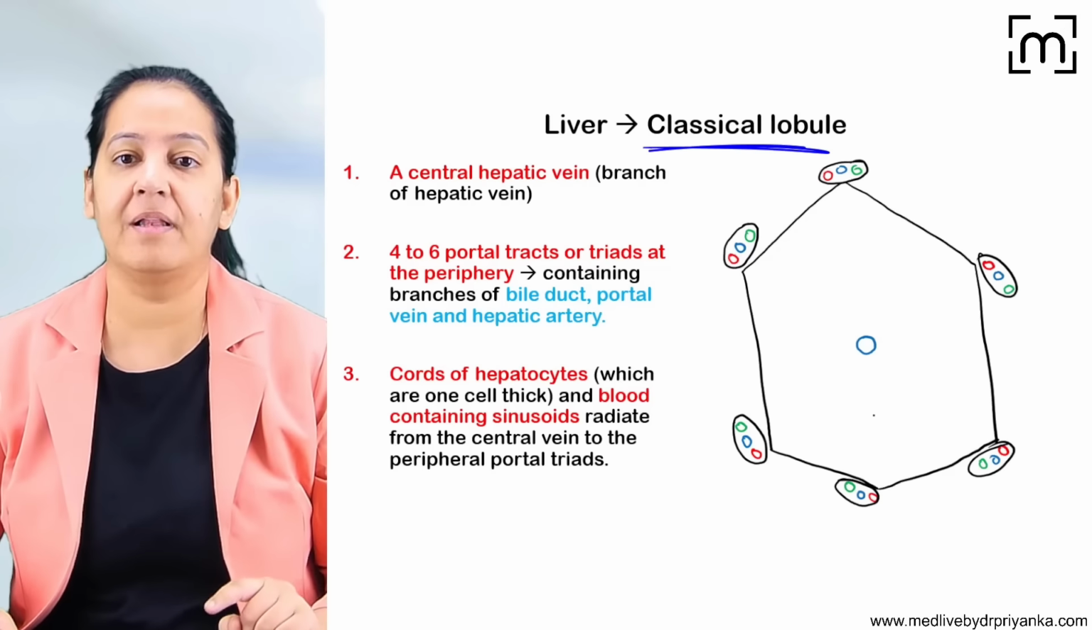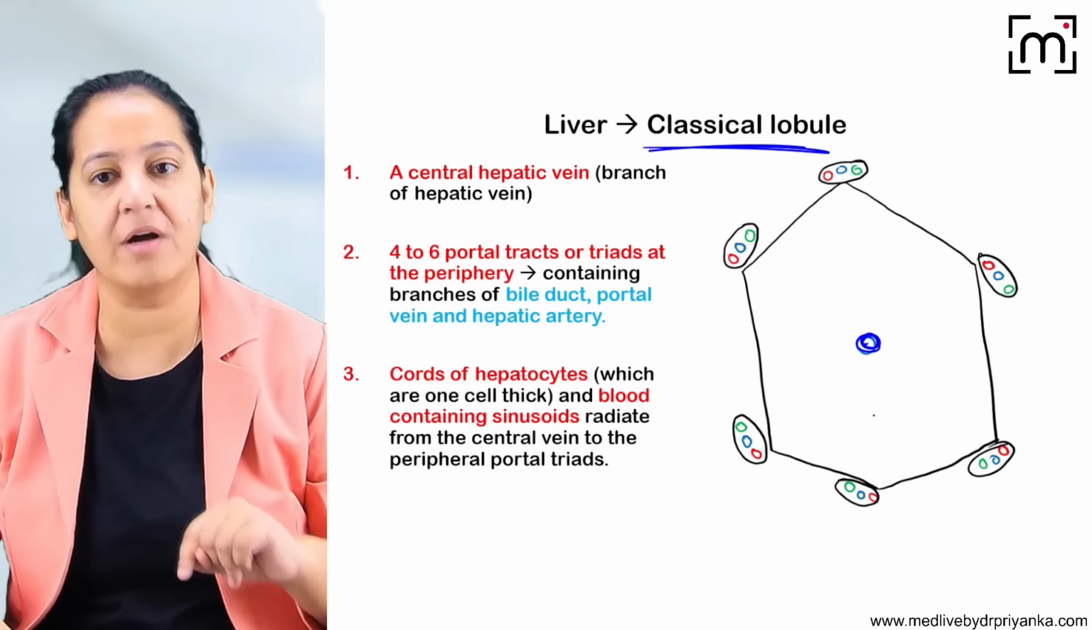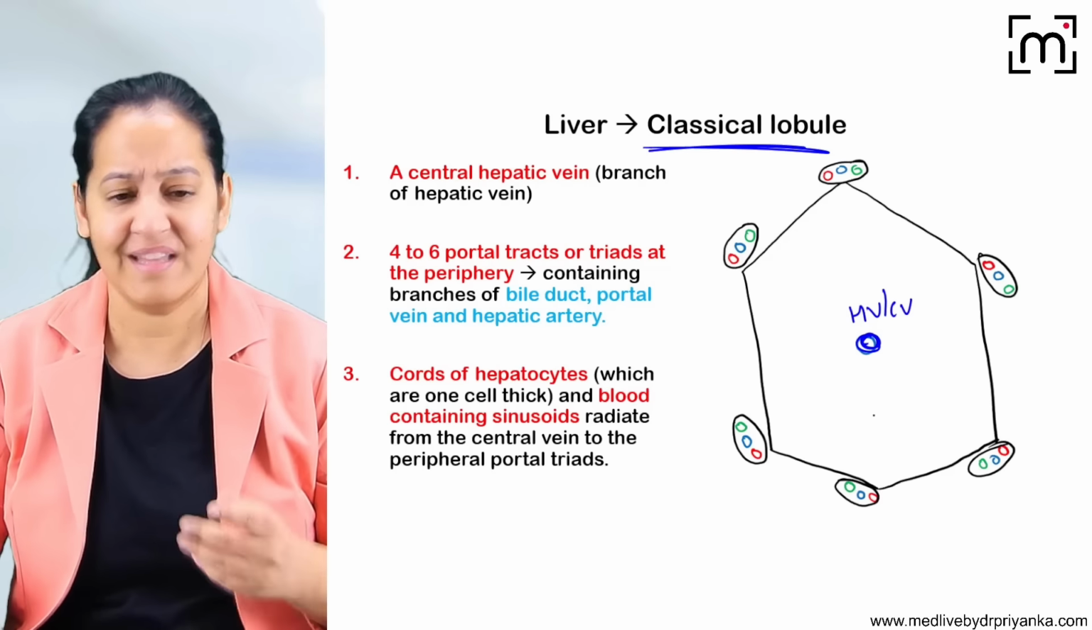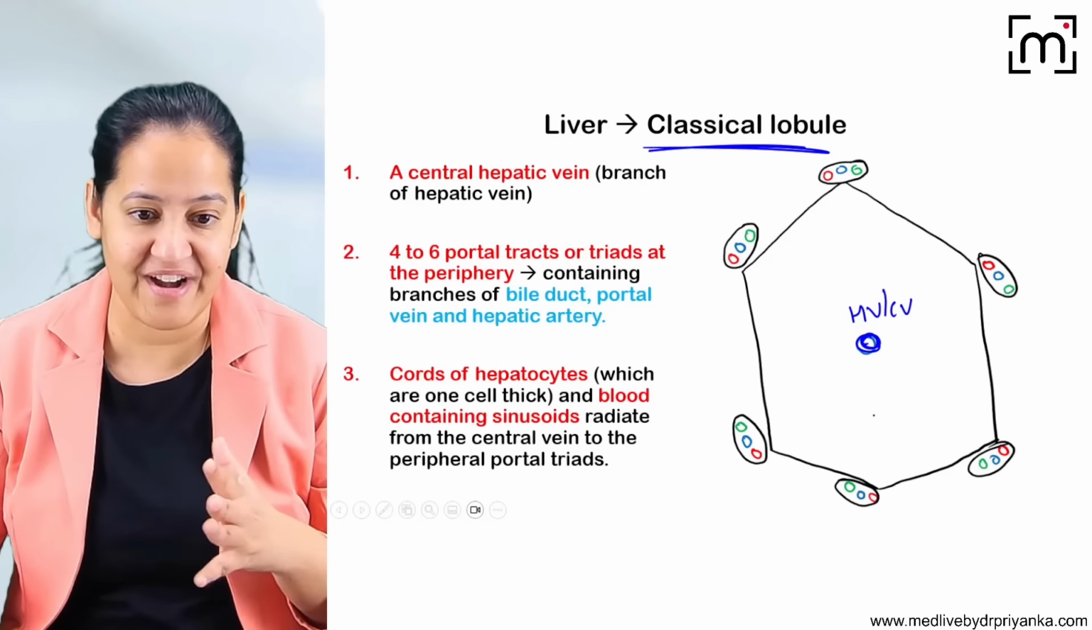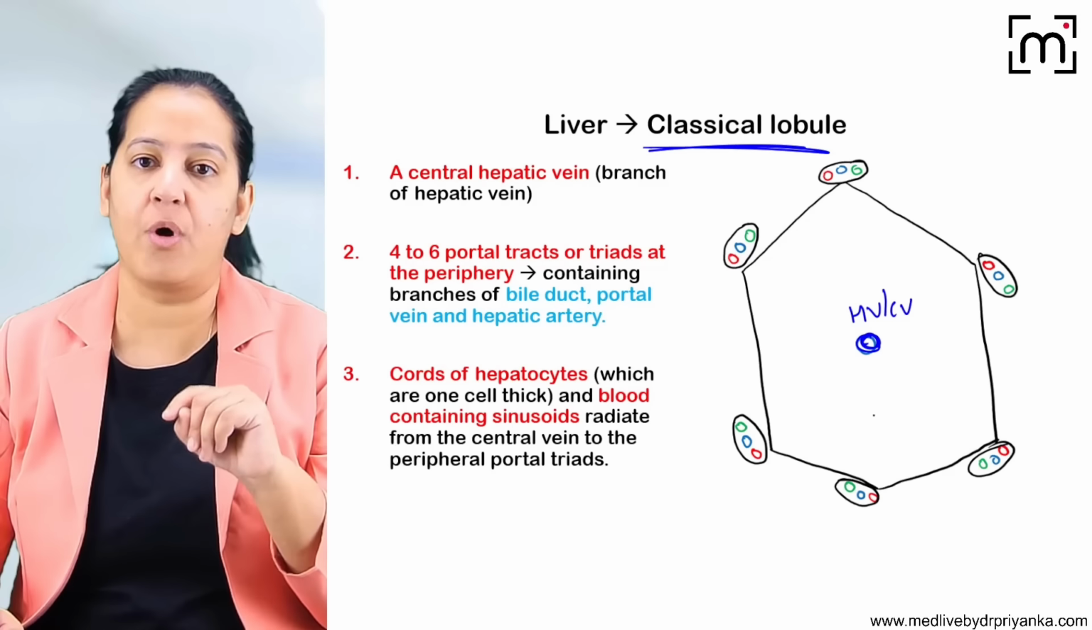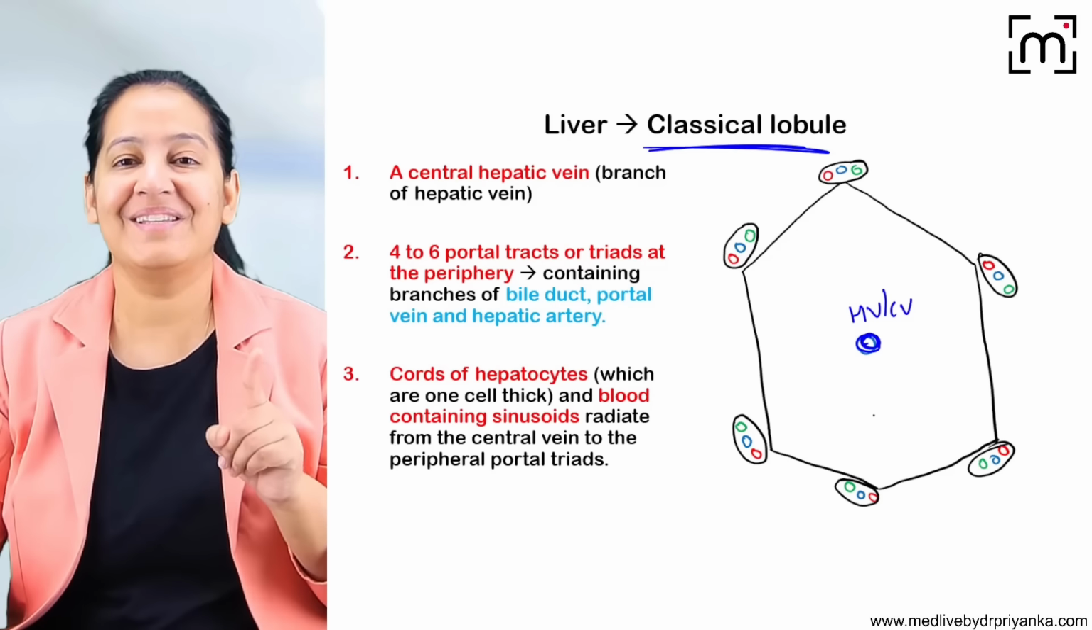In each classical lobule, at the center, there is a branch of hepatic vein or central vein that is traveling separately. It doesn't have any friends. And at the corners, the six corners have the portal triad. So these are known as portal triad.